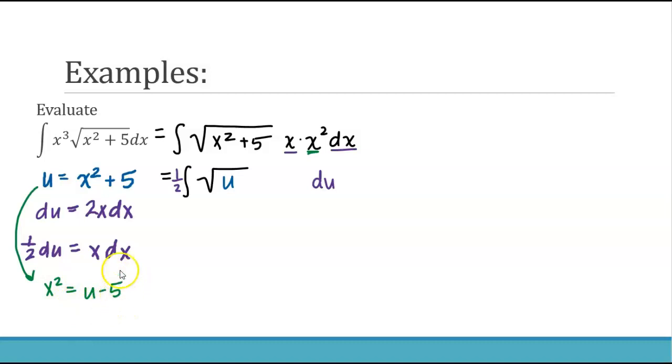So it should feel pretty familiar. It's just a little twist on a problem we did earlier. So if I replace x squared with u minus 5, now I will be able to distribute and then take the antiderivative. So we would have to distribute first this radical u to both pieces.